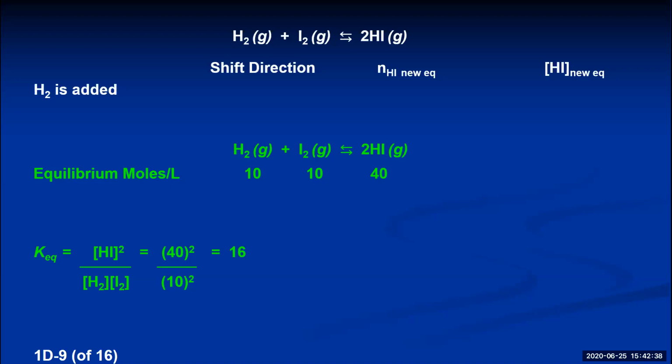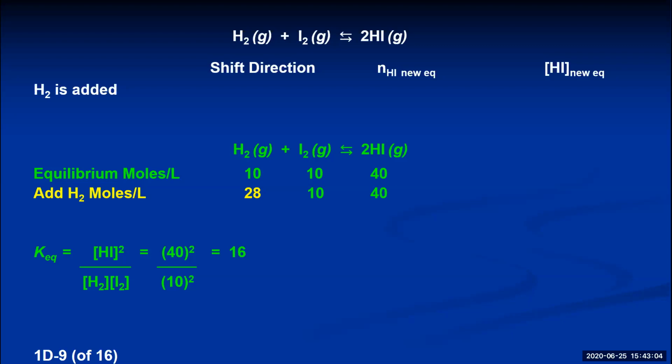So what we want to ask is, what's going to happen if I add hydrogen to that? If I add hydrogen, that means my molarity of hydrogen is going to be higher than 10. So I'm going to put in a number bigger than 10. You can pick whatever number you want as long as it's bigger than 10. How about 28? So if I add just hydrogen in the container, the hydrogen concentration's higher, but the iodine and the HI aren't. So what does this cause to happen?